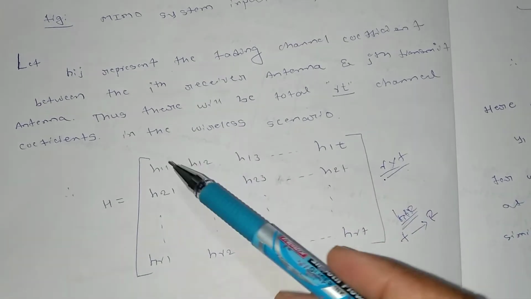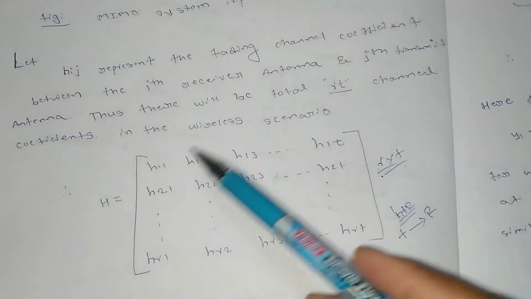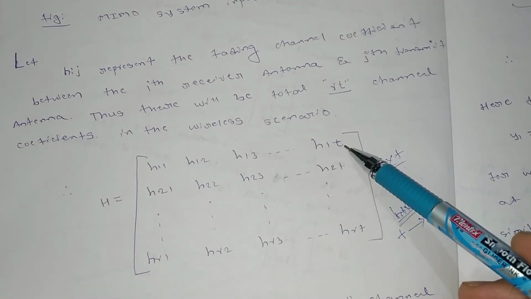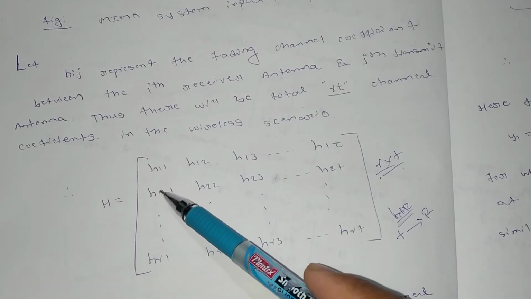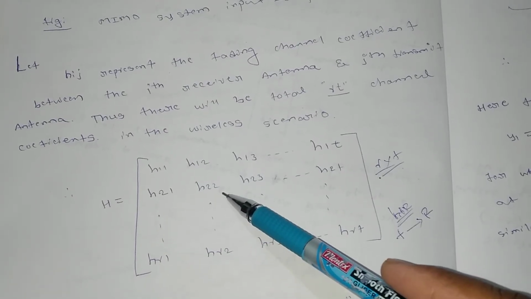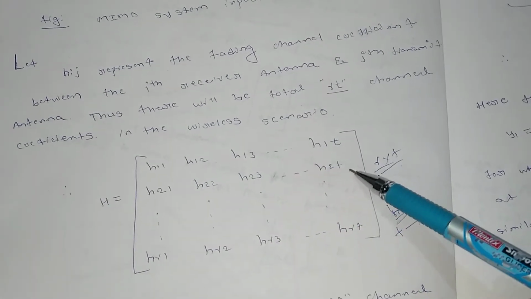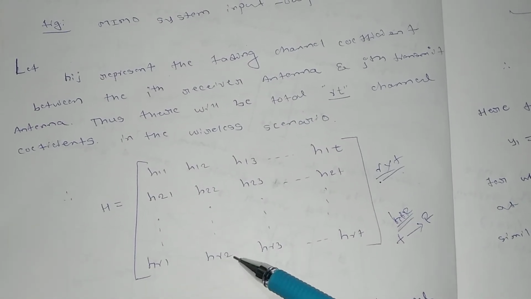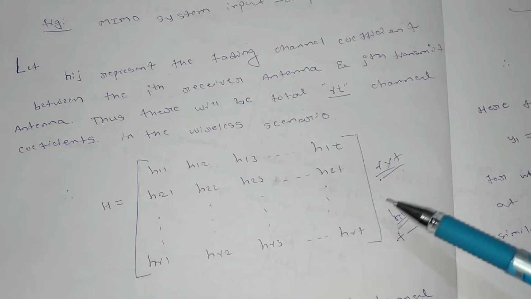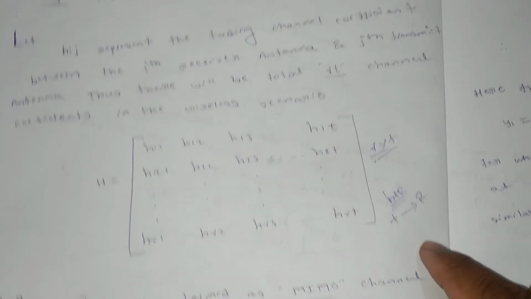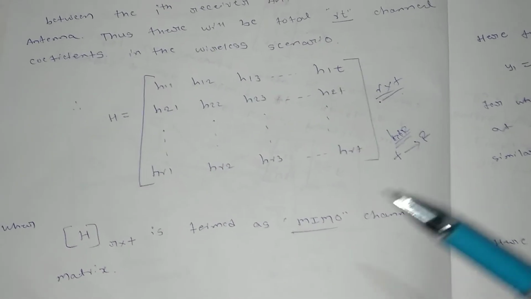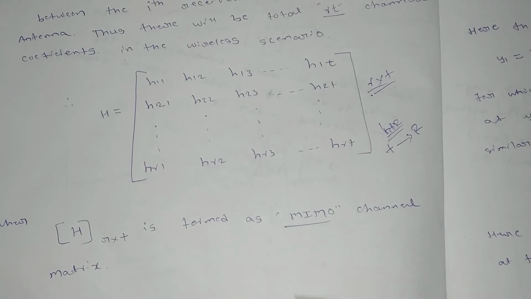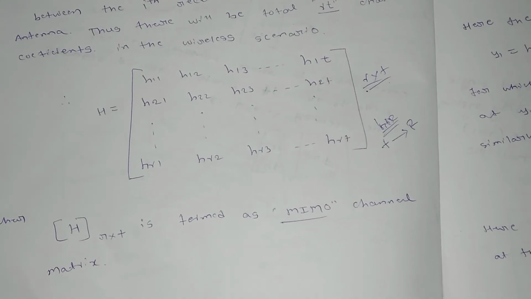So I will be writing H11, H12, H13: first row first column, first row second column, first row third column, up to first row Tth column. Like this we will be extending: second row first column, second row second column, second row third column, up to second row Tth column. Then the last row, that is the Rth row, first column, second column, up to Tth column. So like this we will be creating a channel matrix H, where H is R cross T and is termed the MIMO channel matrix. Very important, you need this while solving the problem.